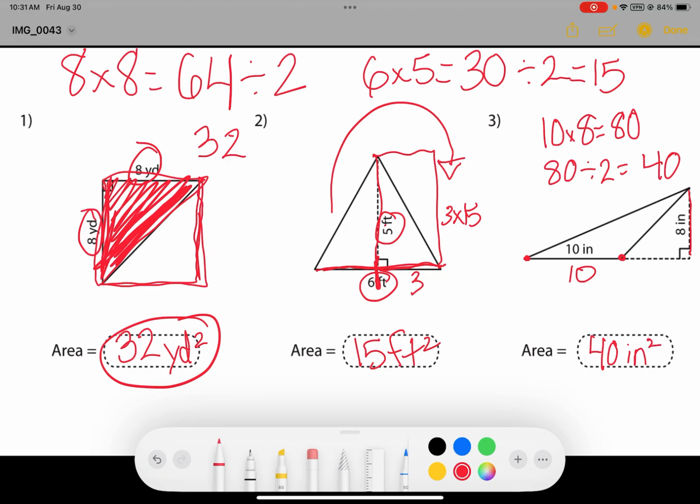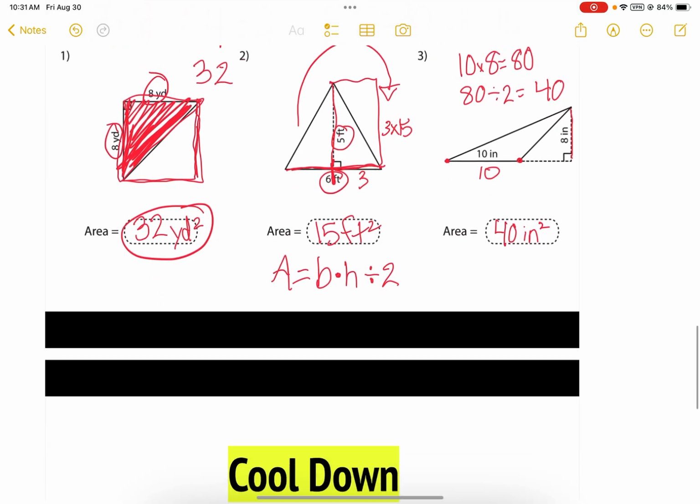So the area of a triangle is different than the area of a parallelogram or a rectangle. We do base times height divided by 2, so you split it in half at the end. So base times height divided by 2. That's how you find the area of a triangle. A triangle is half of the area of a parallelogram or a rectangle.